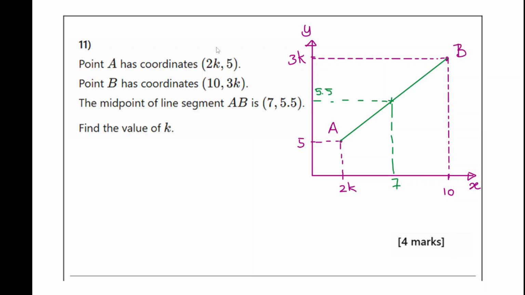Now we know this 7 is the midpoint. So 7 to 10, the gap is 3. So obviously, this gap should also be 3. Now 7 take away 3, this value is 4. So I know 2k is equal to 4. Divide both sides by 2. Easily, you can see the answer for k is 2.